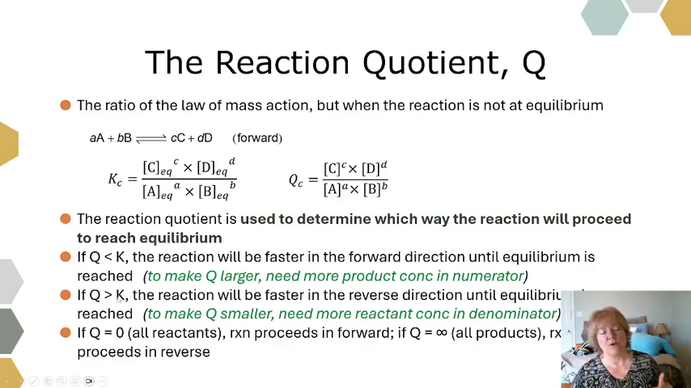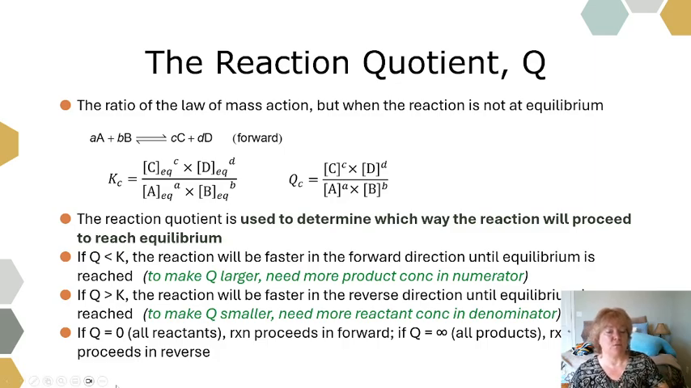If Q is greater than K, it's bigger than K, I need to make Q smaller. So I know that means there needs to be more reactants. It's going to go in the reverse reaction. The reaction will be faster in the reverse direction until equilibrium is reached. And I can think about that as I need more reactant concentration in the denominator.